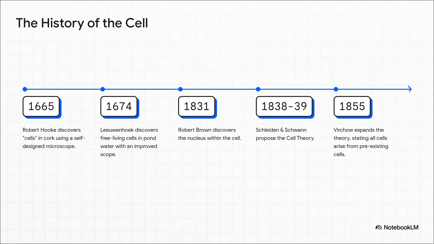And then, you see, other brilliant people came along. Leeuwenhoek saw the first living cells swimming in pond water. Later, Robert Brown found the nucleus. And then, Schleiden and Schwann came up with the cell theory. And finally, Virchow added a super important point. All cells come from, well, other cells. It was like a team effort over hundreds of years.